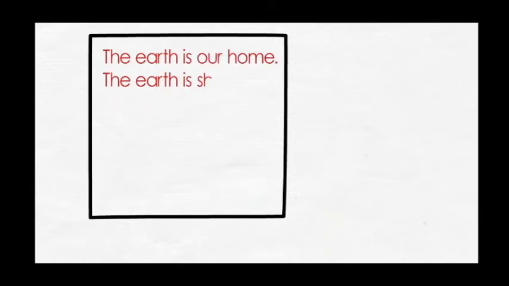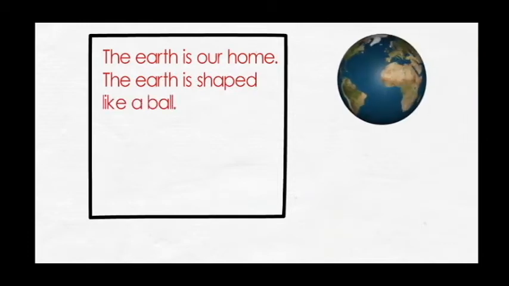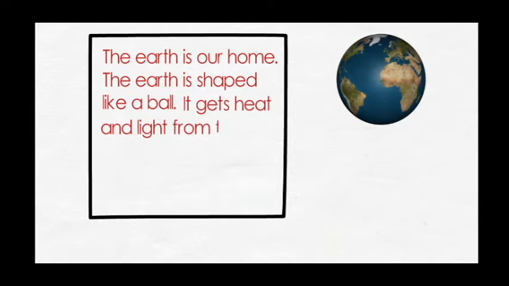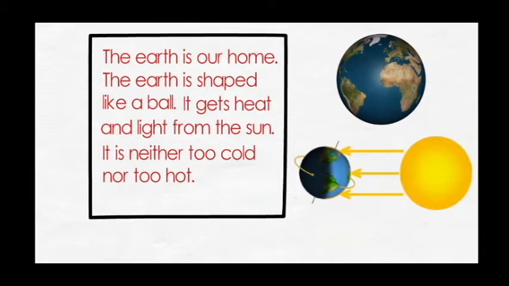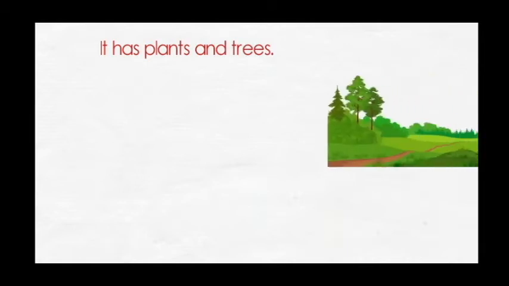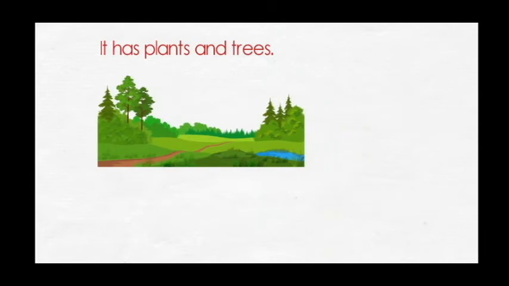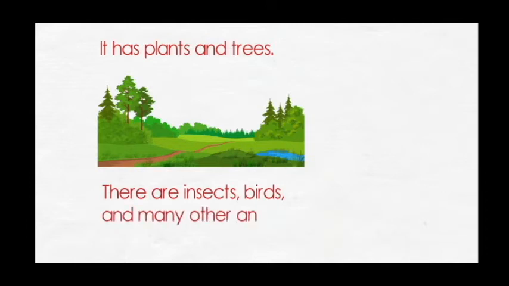The Earth is shaped like a bowl. It gets heat and light from the sun. It is neither too cold nor too hot. It has plants and trees. There are insects, birds, and many other animals on Earth.